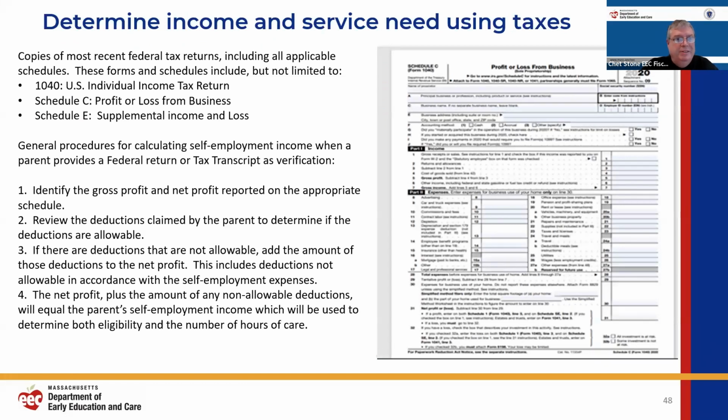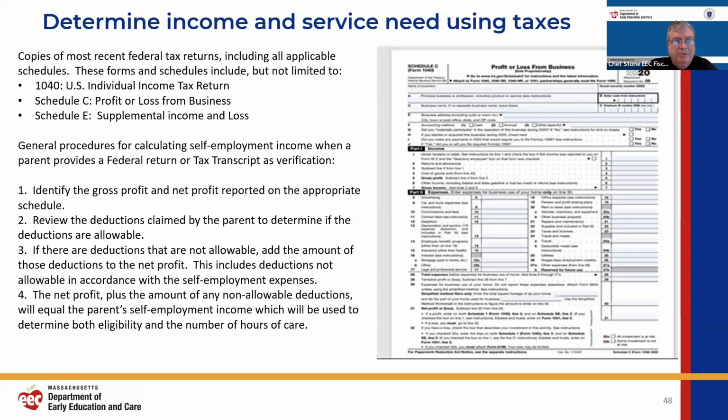All right, on to using the taxes to determine income and service need. Obtain a copy of their most recent federal tax return, including all applicable schedules. These forms and schedules include, but are not limited to, of course, the 1040 U.S. individual income tax return that everybody is familiar with. The key one that you're going to see here, which is going to list all the expenses, and there's a picture of it here, is the Schedule C, profit or loss from business. The Schedule E, supplemental income and loss, is another popular one for people that have businesses.